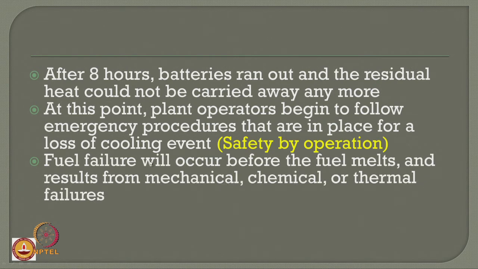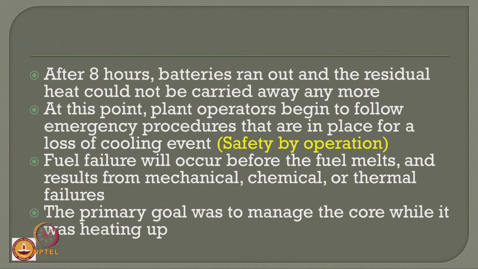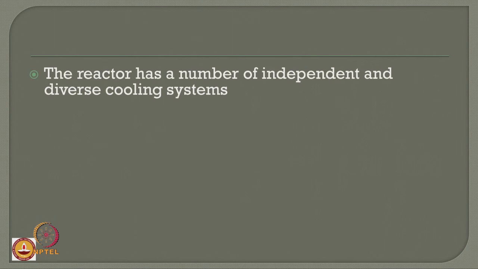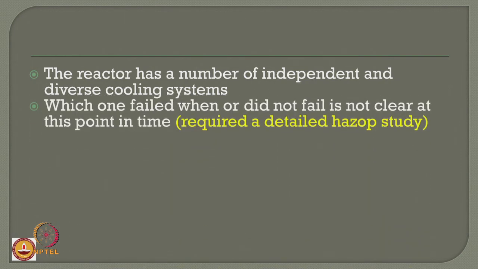Fuel failure will occur before the fuel melts and results from mechanical, chemical or thermal failures. The primary goal at this moment is to manage the core while it is heating up, because I do not want this heating to continue, I want it to cool down. The reactor has a number of independent and diverse cooling systems. Safety by design again? Which one failed, which did not fail is not clear at this point of time.